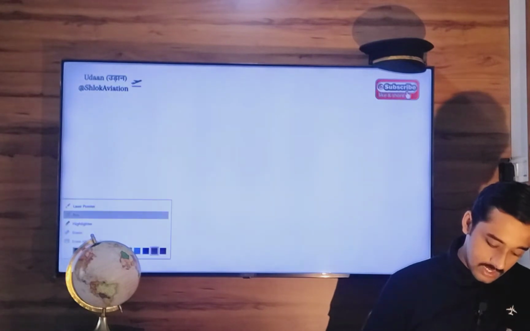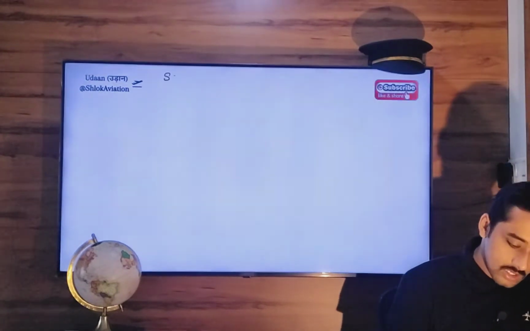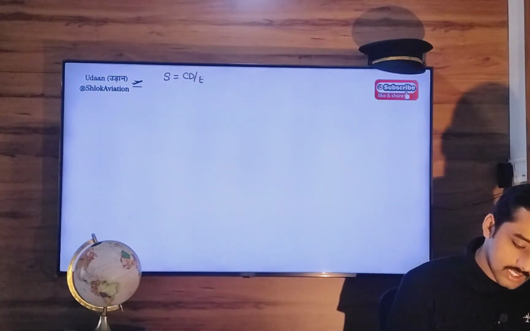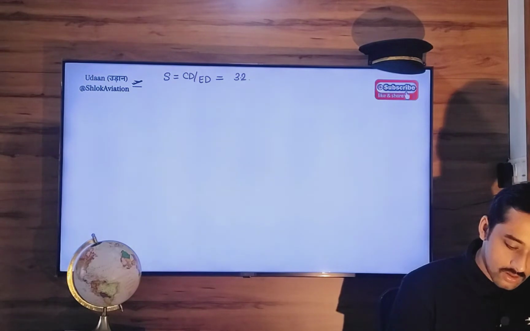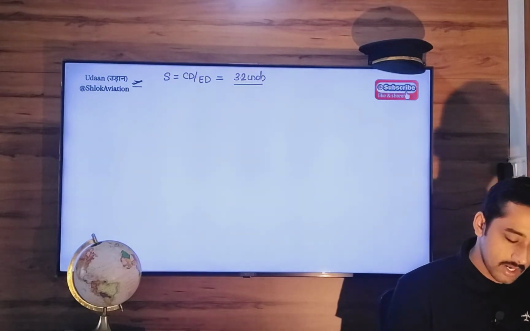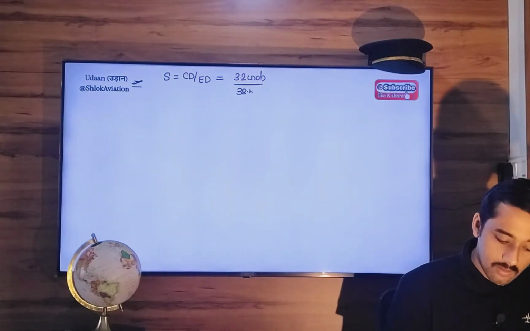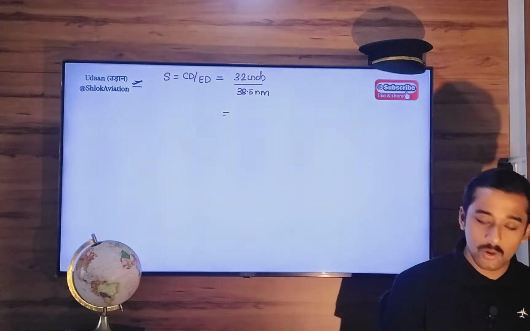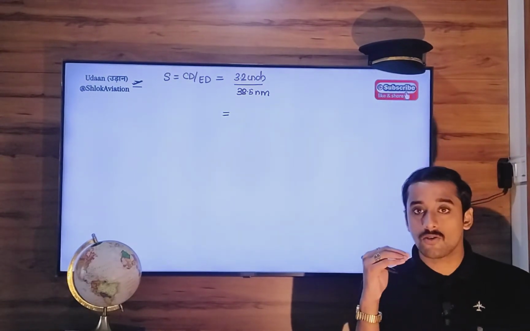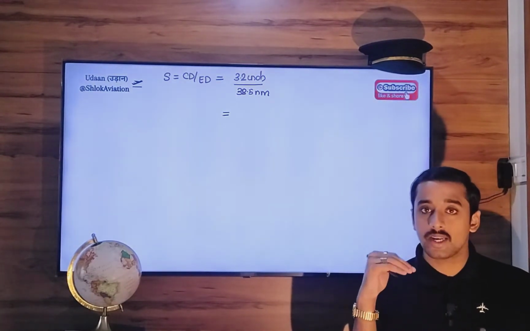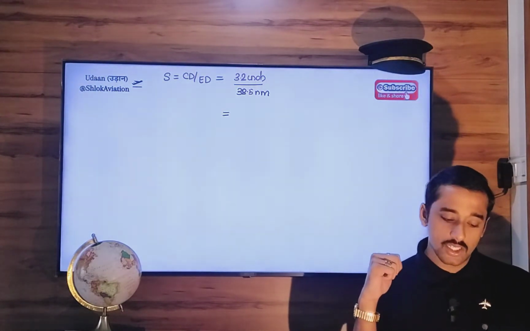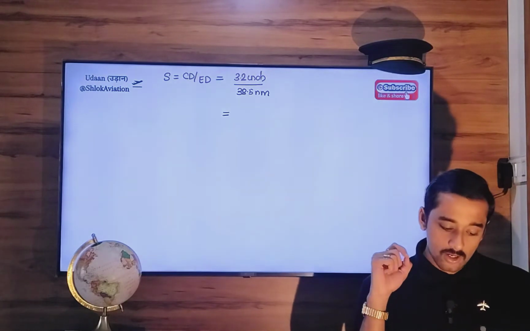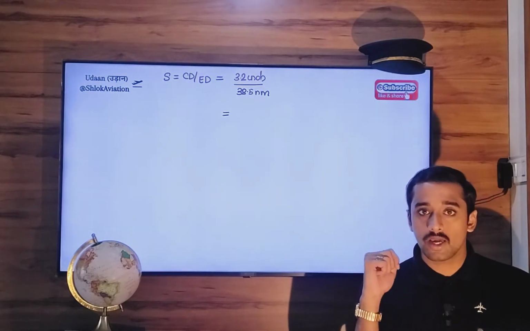So I'm writing it here, scale equals chart distance upon earth distance. Chart distance is 3.2, divided by 38.5 nautical miles. Next step will be to bring the units of both numerator and denominator at par with each other. So if there is inch in the numerator, we will convert nautical miles to the corresponding inches.